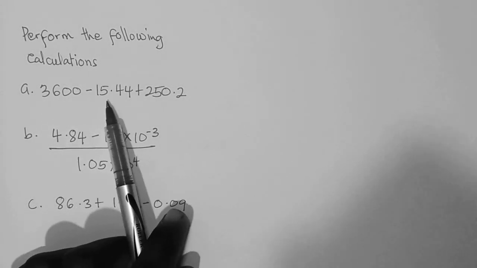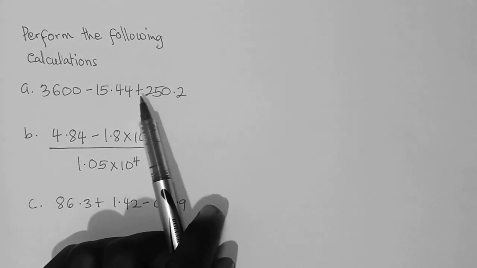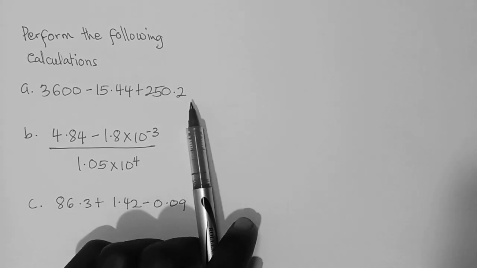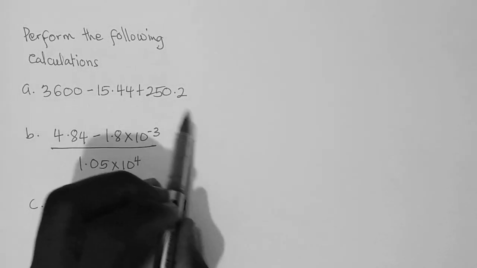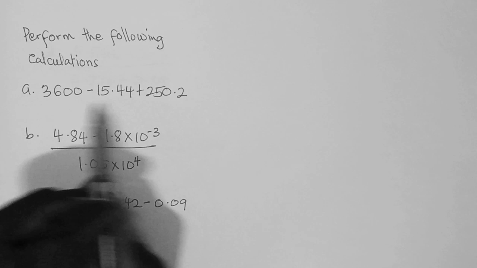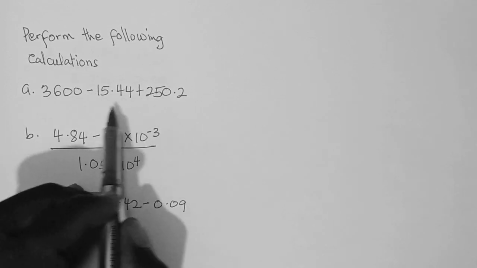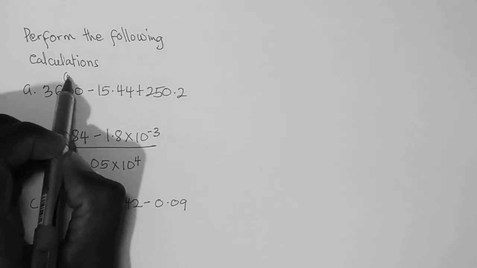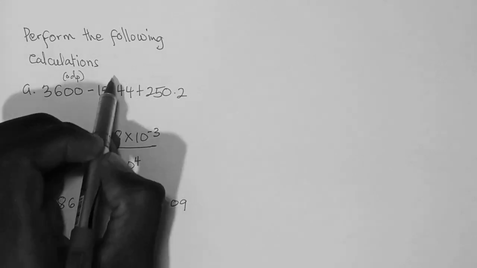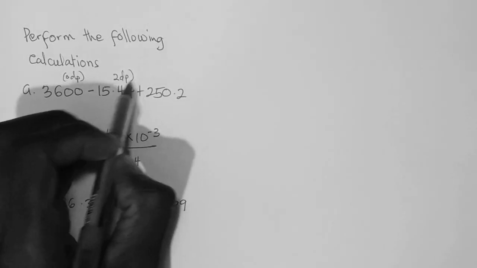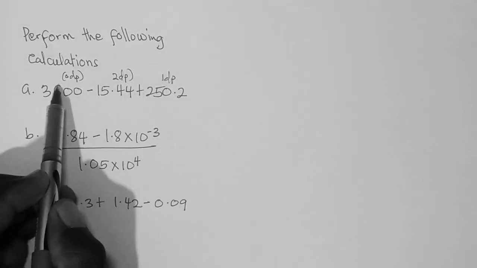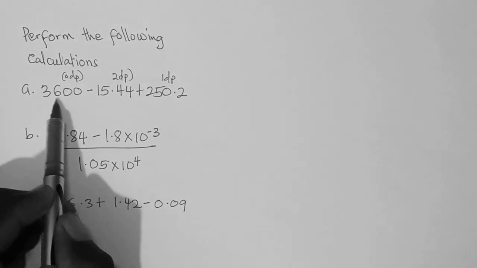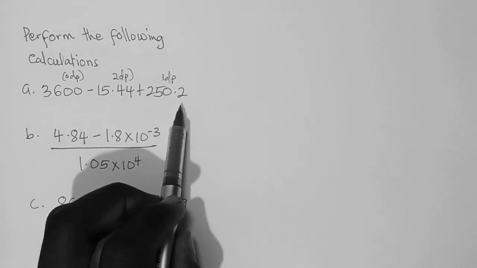3,600 minus 15.44 plus 250.2. So you see that since it is addition and subtraction, the most important thing here is the number of decimal places. Here is 0 decimal places, this is 2 decimal places, and here is 1 decimal place. It means that the least is 0 decimal places, and therefore our final answer must be 0 decimal places.